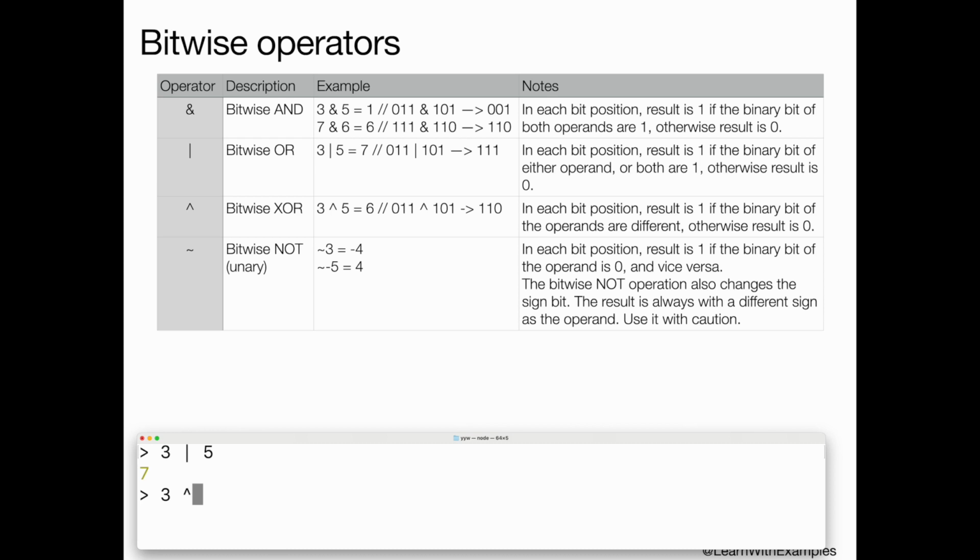Bitwise NOT. The bitwise NOT operator returns a number whose binary representation is 1 in each bit position if the corresponding bit of the operand is 0, and vice versa. The bitwise NOT operation also changes the sign bit. The result is always with a different sign as the operand. Use it with caution. For example, bitwise NOT of 3 gives -4, bitwise NOT of -5 gives 4.